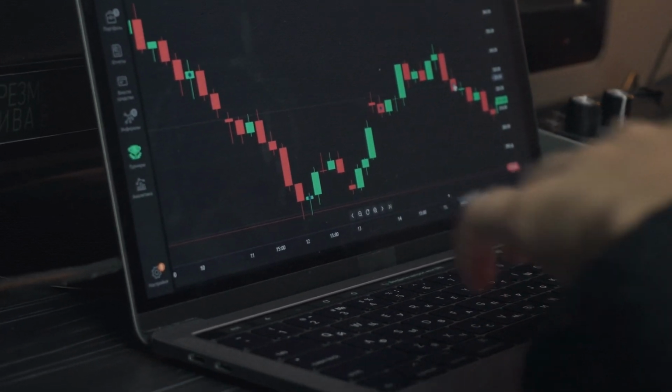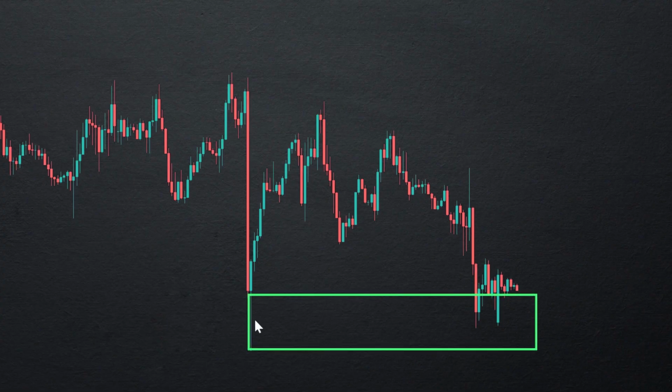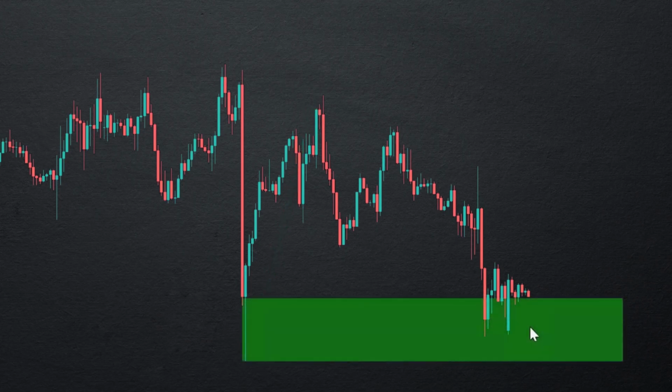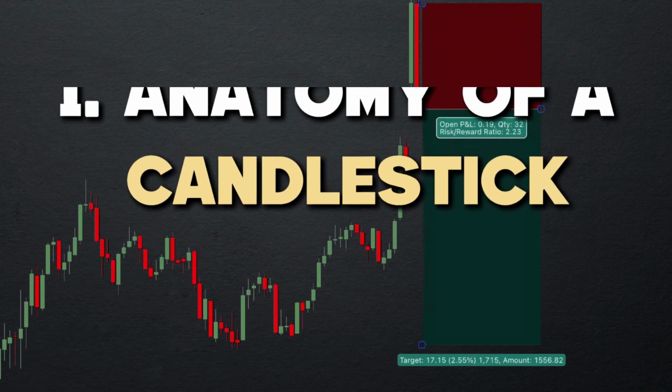To read that story, you first have to learn the market's alphabet. Every single one of these little candles is like a letter. And once you understand what each letter means, you can start putting them together to form words, then sentences, and before you know it, you're reading the entire story of the market. So let's start at the beginning.